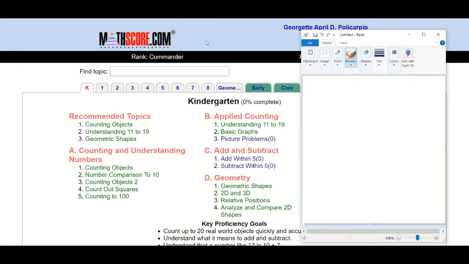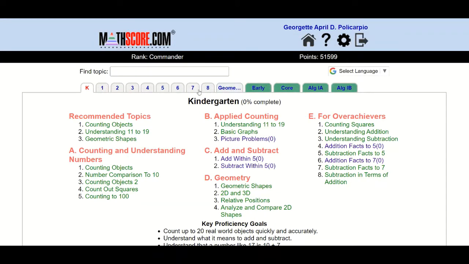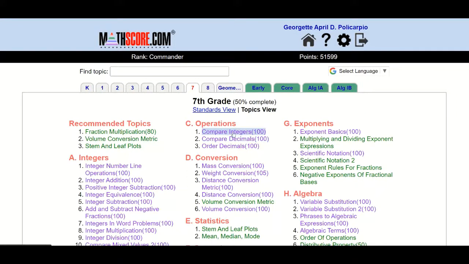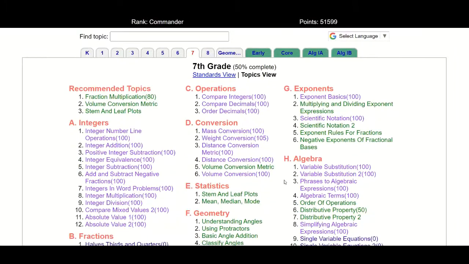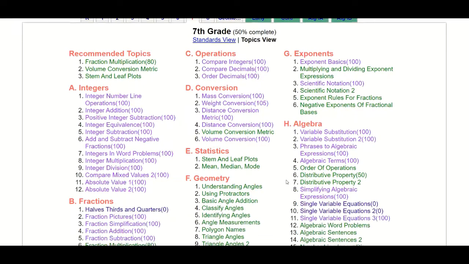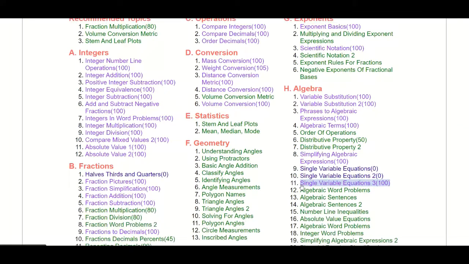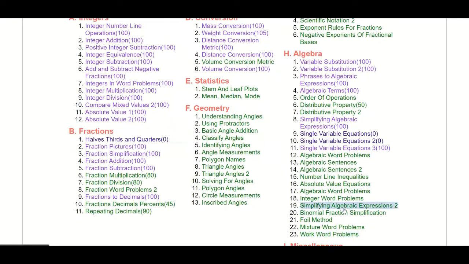Okay, so today, uli nating magsagot ng ilang topics sa ating MathScore account, no? So, try natin yung topic, specifically yung simplifying algebraic expressions 2, no?